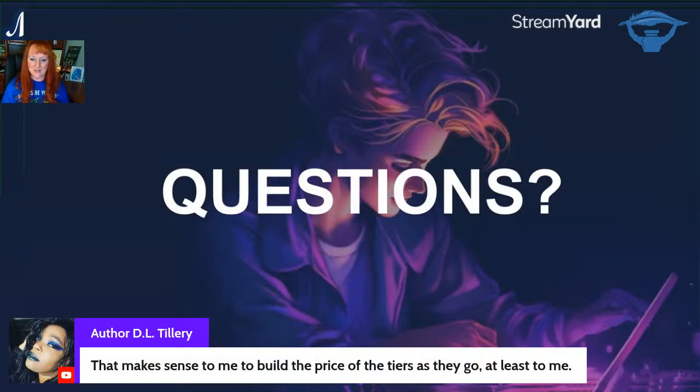That makes sense to me. Build the price of the tiers as they go, at least to me. Yeah, it makes sense to me too. But I think where these crossovers can come into play is when you have a big backlist. So I've already thought about this for my next book. Okay. So my first book, I was like, hey, get the ebook or get the novella. Now get the ebook. Now get the map that goes with the ebook. Now get the paperback. Now get the hardback.